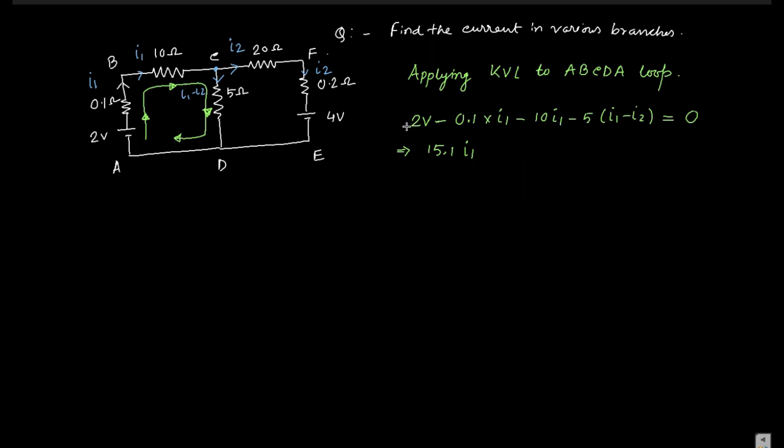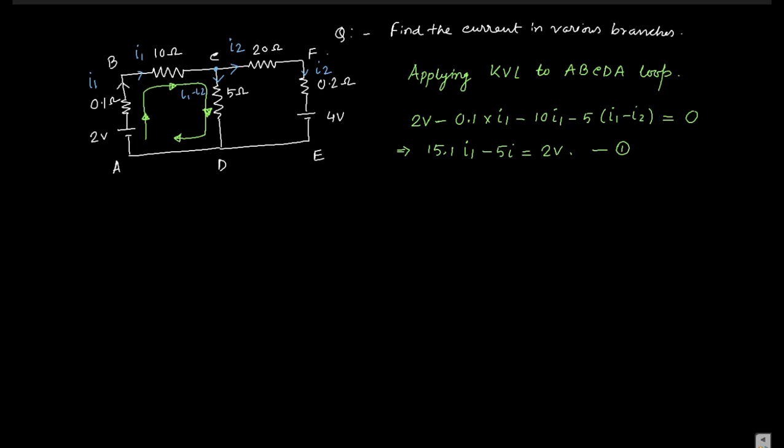So if we take the minus 5 I2, you can write it as minus 5 I2. Why minus? Because if we shift this 2 volt from the left hand side to the right hand side, it becomes minus 2 volt. As all the signs change, it becomes 2 volt intact. Okay, you can consider this as equation 1.